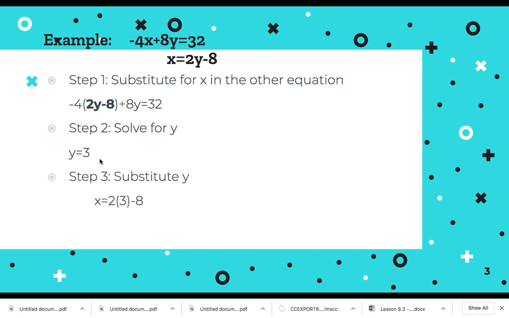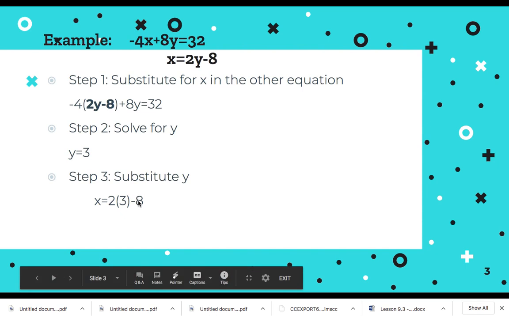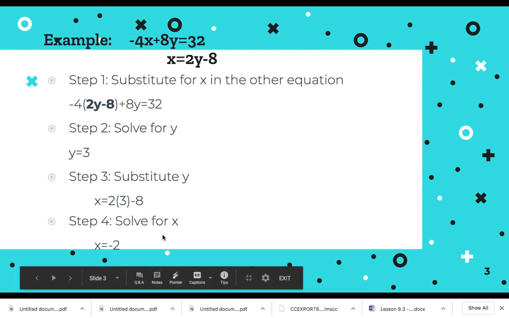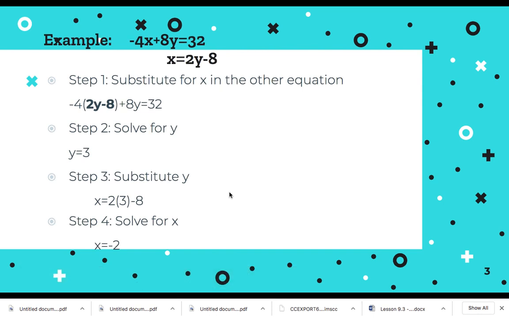Your next step is, now that you know that y equals 3, substitute that 3 in for one of the y's. And in this case, the second equation looks easier, so that's what it looks like plugged in. Finally, solve that equation for x, and we get x equals negative 2. Your last step, though, don't forget to write it as an ordered pair, x then y.